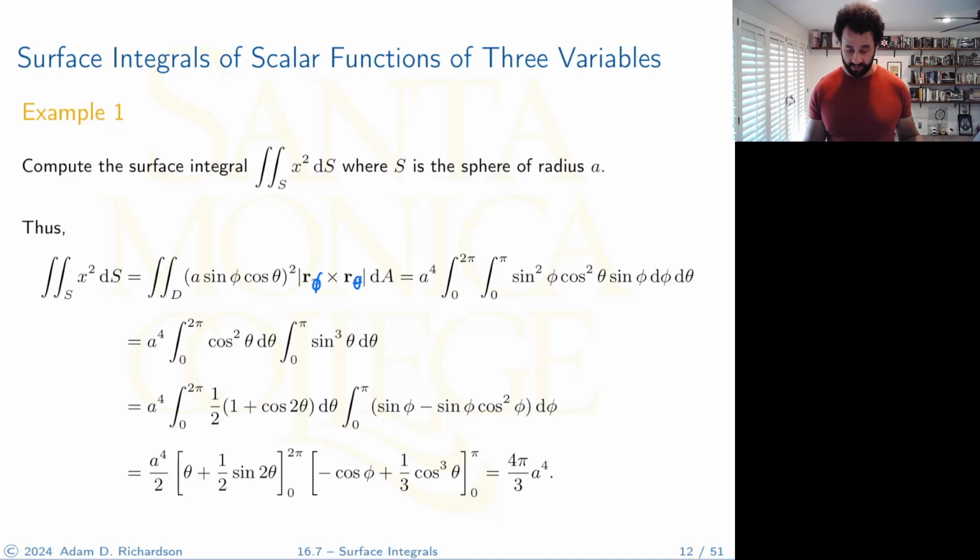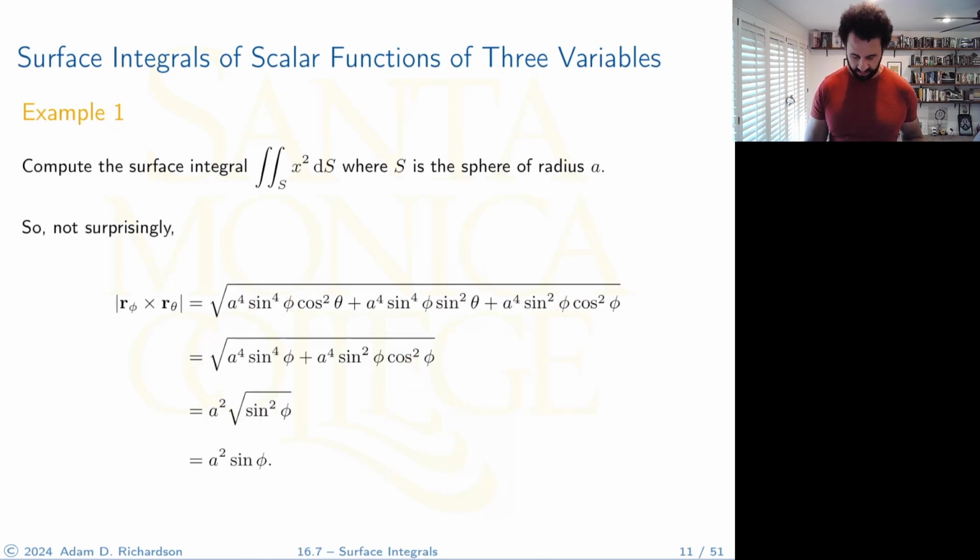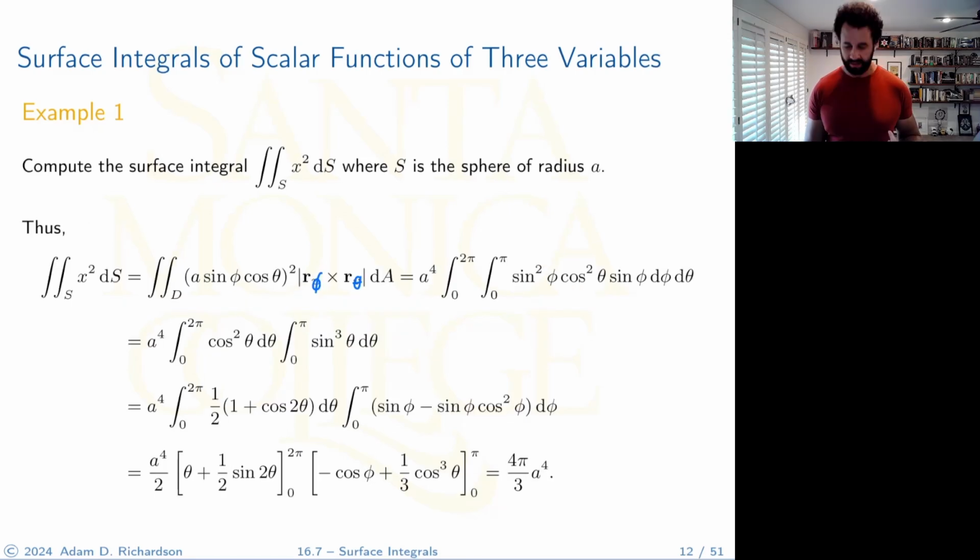And now you've got an integral. So this we computed to be a squared sine phi, right? Yeah, that's right. So we can start pulling some things out and simplifying. At this point, you are just doing a double integral. So the technique is the same as what you remember back from section 15.2, 15.4, any of those. You're just doing a double integral at this point.